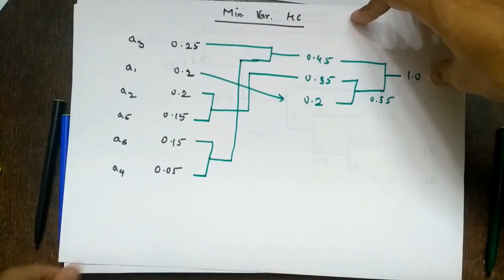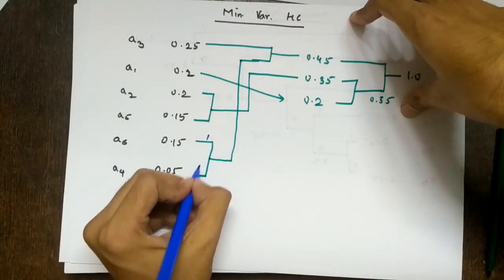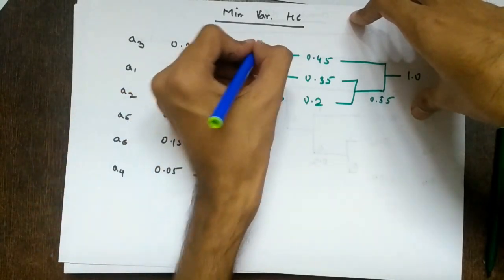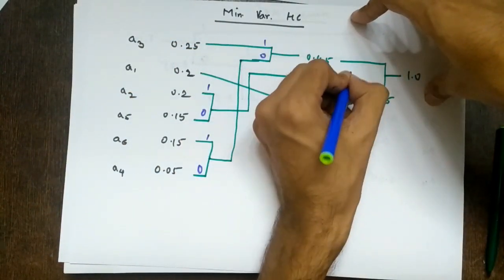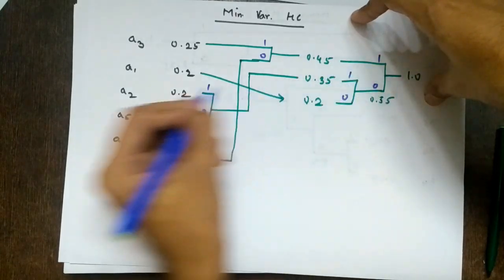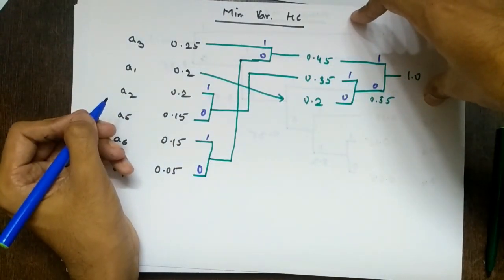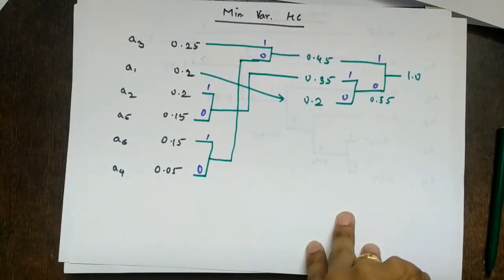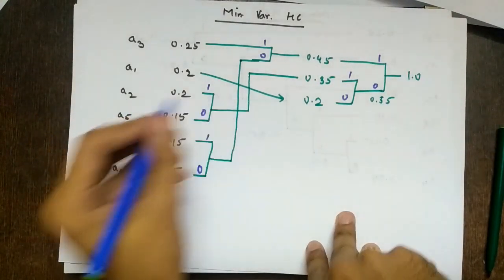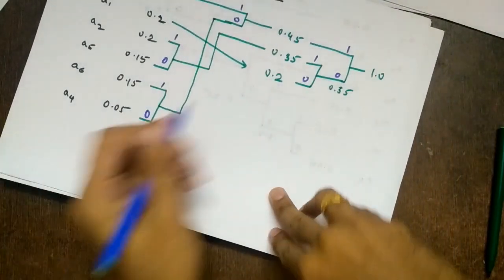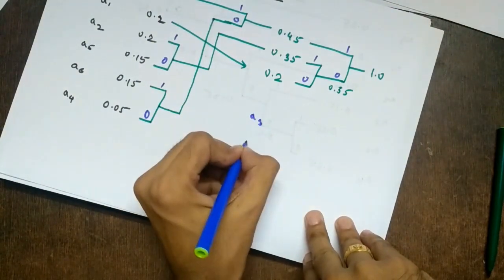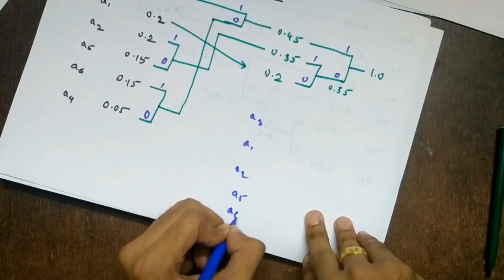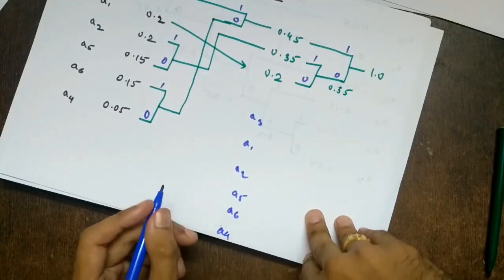Then what do we do? We assign values 1 0, 1 0. This will be 1 0. This will be 1 0. This will be 1 0. Okay. Next, we have to assign the code words. So I'll write the symbols here: A3, A1, A2, A5, A6, and A4.